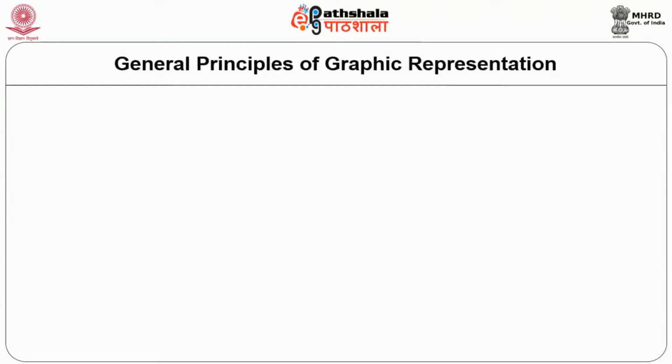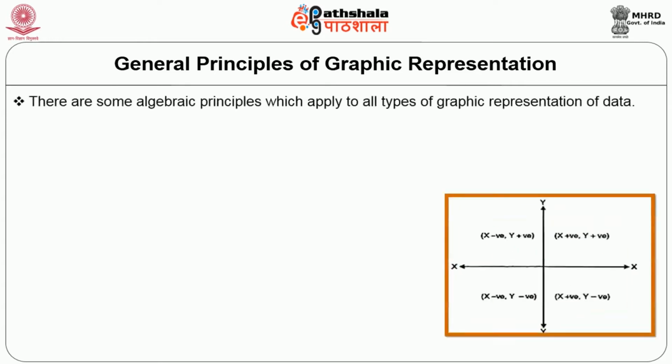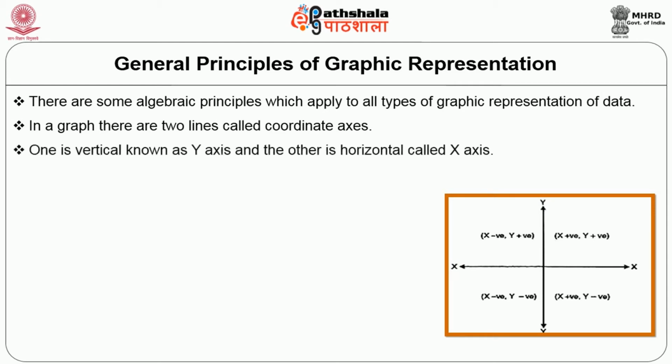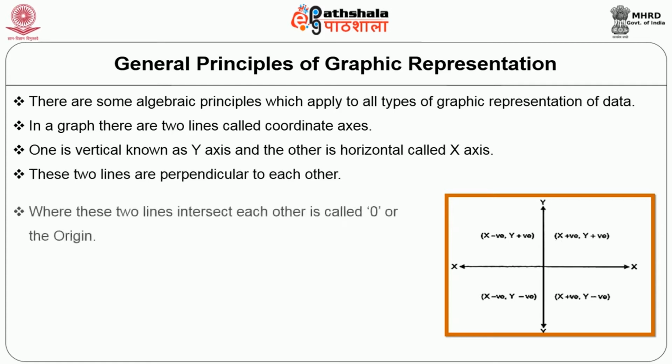Now let us have a look at the general principles to be followed in graphical representation. There are some algebraic principles which apply to all types of graphical representation of data. In a graph, there are two lines called coordinate axes. One is the vertical known as y-axis and the other is the horizontal called x-axis. These two lines are perpendicular to each other. Where these two lines intersect each other is called 0 or the origin.